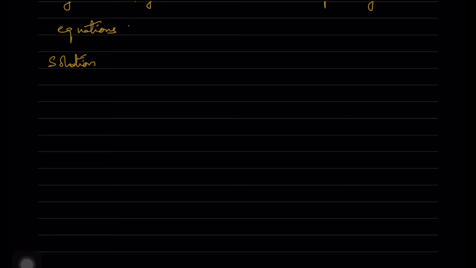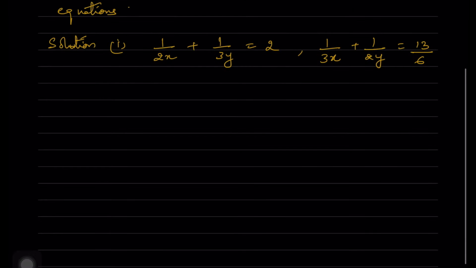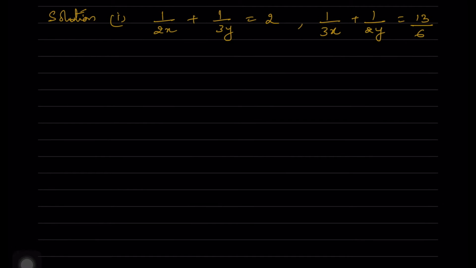So going to the first problem, which is given as 1 by 2x plus 1 by 3y is equal to 2, and the second equation which is given is 1 by 3x plus 1 by 2y is equal to 13 by 6. So now how do we do this problem? By which method can we solve? We'll just go into it.